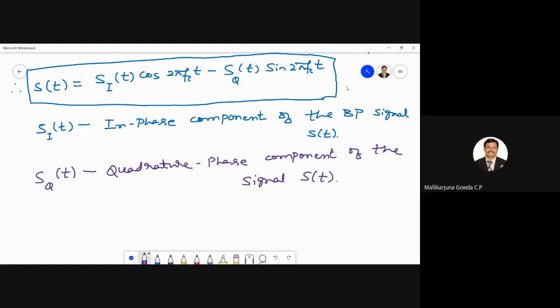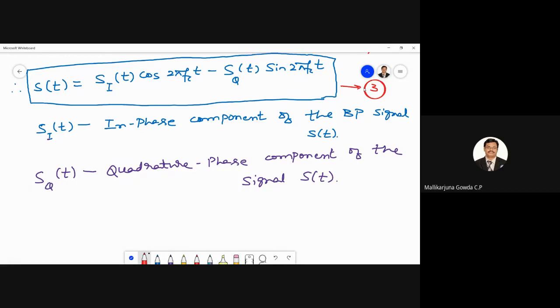Yes, I'm asking, is this clear? How do I represent the bandpass signal in standard form or canonical form? So the canonical representation of the bandpass signal will be si of t into cosine of 2 pi fct minus sq of t into sine of 2 pi fct.